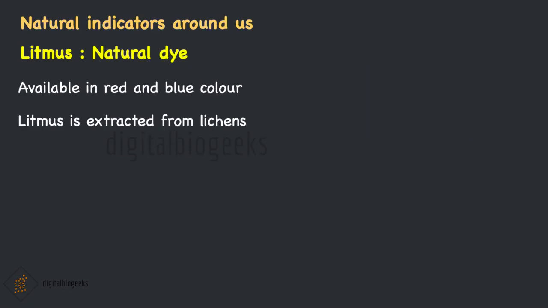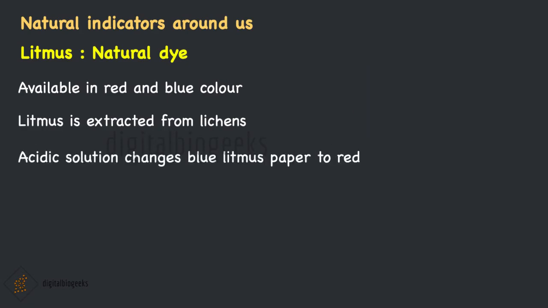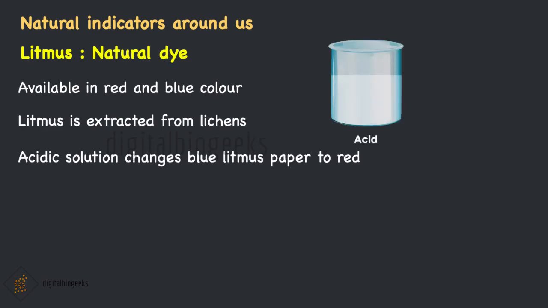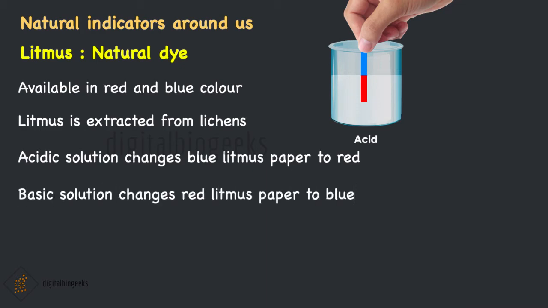If we dip a blue litmus paper into an acidic solution, it turns red. Here you can see this beaker contains acid, and if we dip a blue litmus paper into this acid, it will immediately change its color to red. If we dip a red litmus paper into a basic solution, it turns blue.